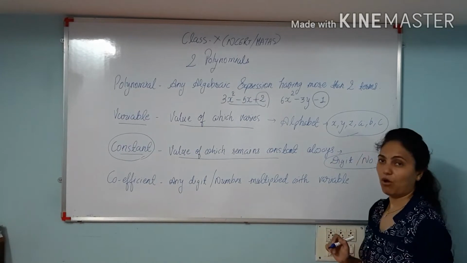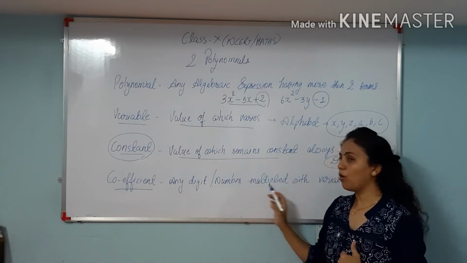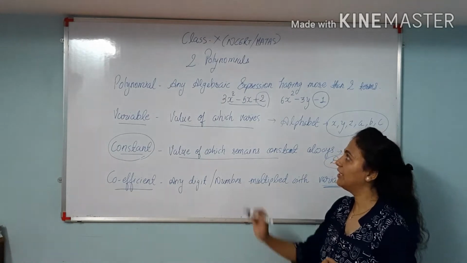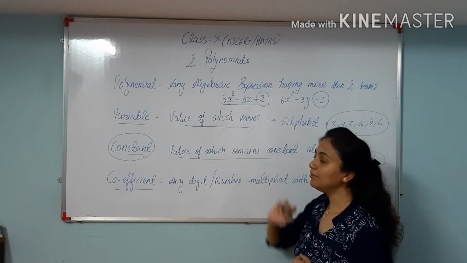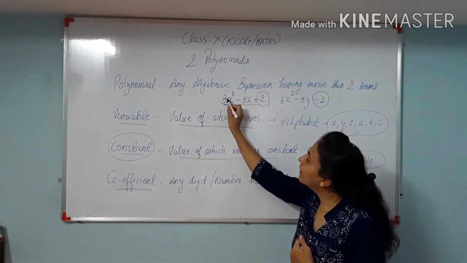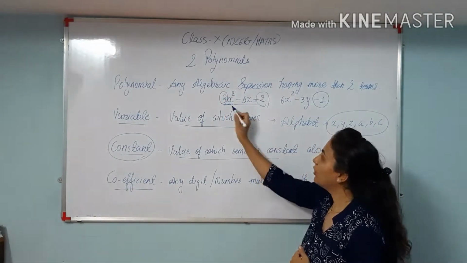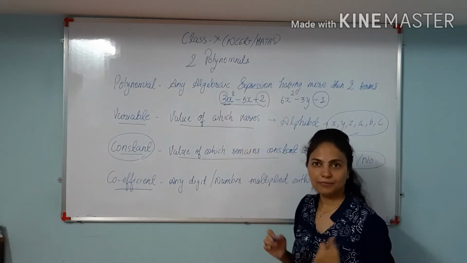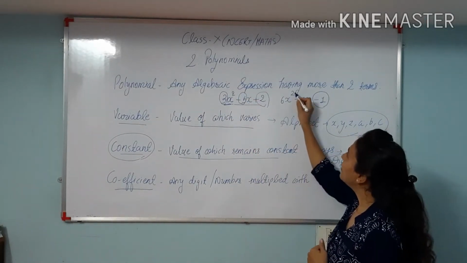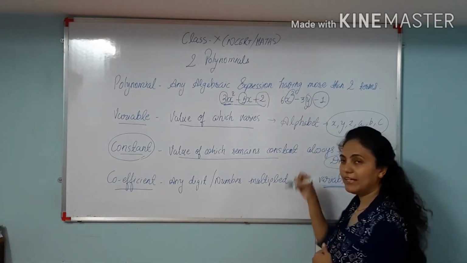Similarly, the next term is coefficient. We know what is coefficient is because we've already learned it. Any digit or number in the multiplication of the variable is called coefficient. Here, we will think of this polynomial. If we want to find out the coefficient of x square, so any digit with the multiplication, that is 3. See, so here coefficient of x square is 3. Coefficient of x is minus 5. Coefficient of x square for this polynomial 6. Coefficient of y is minus 3.